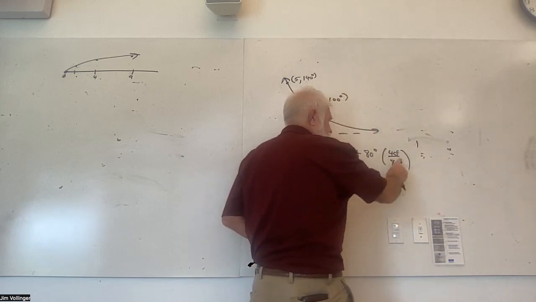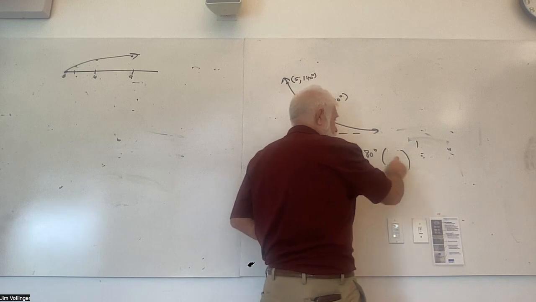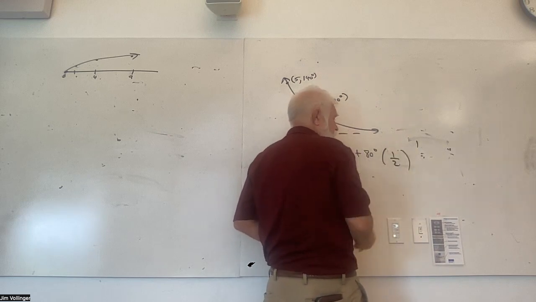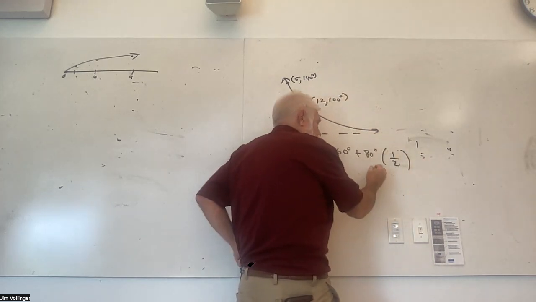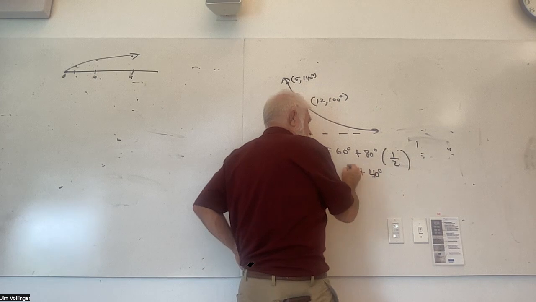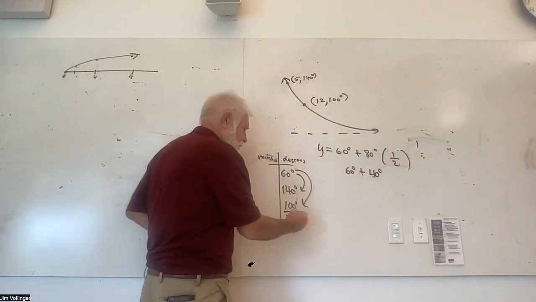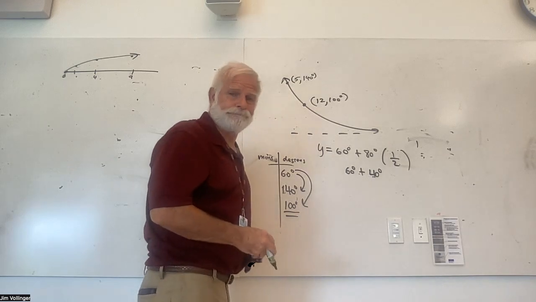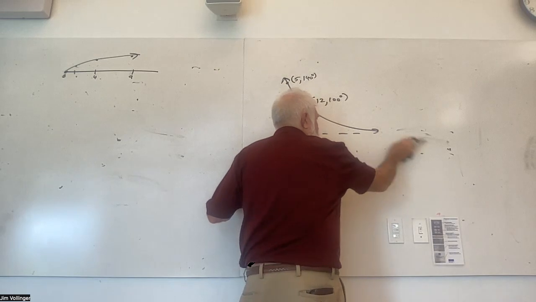Degrees divided by degrees cancels. 40 over 80 is a half. 1/2 to the 1 is just a number, a half. But half of 80 degrees is 40 degrees. Add 60, and I have changed from minutes to degrees. Right, that's the second one. I'll give you a third one.